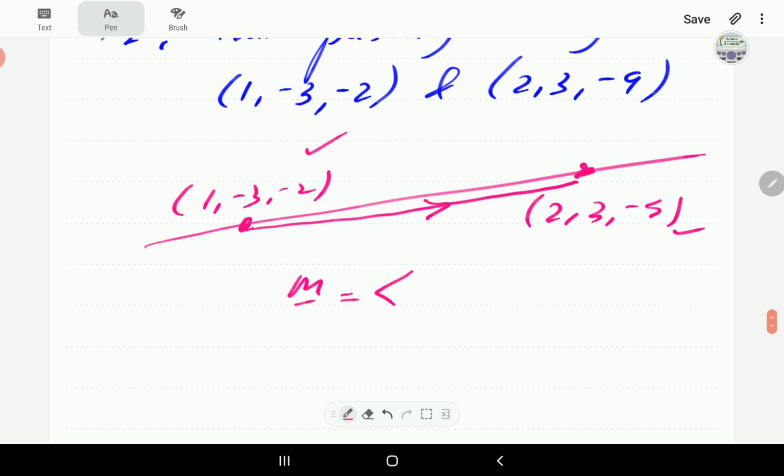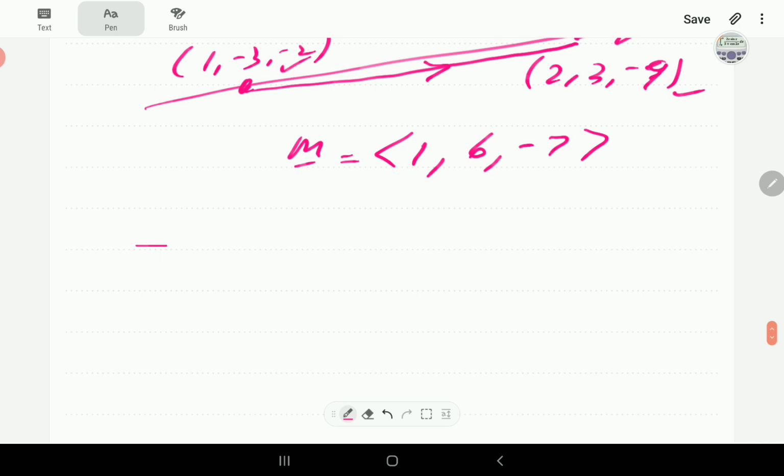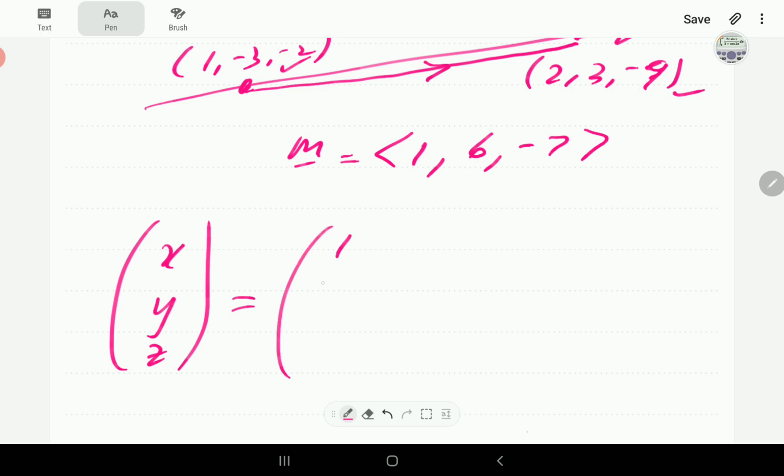So our direction vector, for instance, if we do this point minus this point, it's going to be 2 minus 1, 3 minus negative 3 is going to be 6, then negative 9 minus negative 2 is going to be negative 7. If you do this the other way around, then it's simply going to be negative 1, negative 6, and 7, and that's completely acceptable.